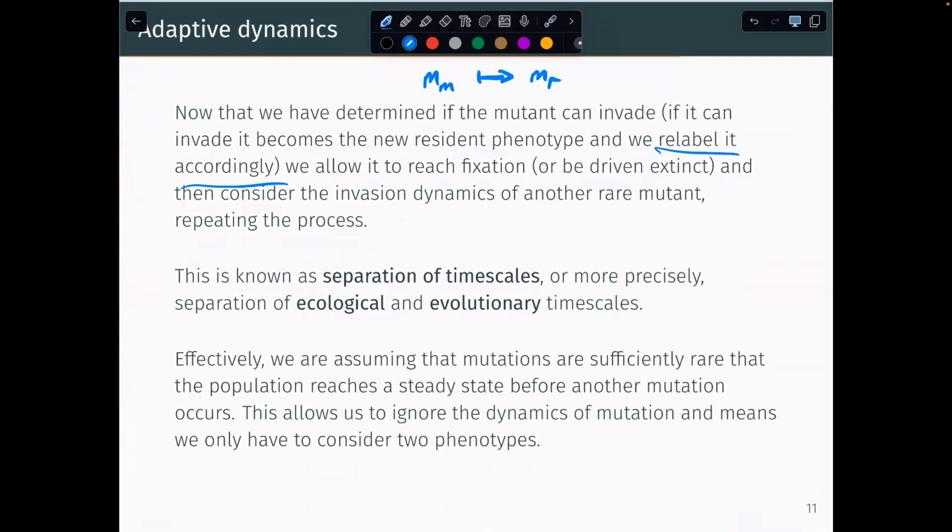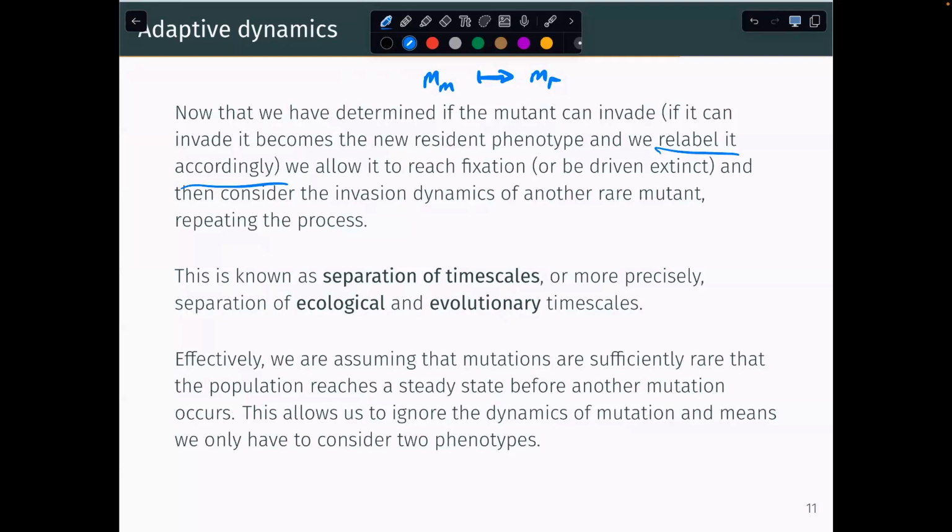What we're going to essentially do is just iterate this process. So we've had this one case of, okay, there was a resident, there's a mutation, we see whether that mutation can invade. We now essentially let time run to infinity. We're going to let everything settle down again. That mutant will either go to fixation, a frequency of 1, or it will be driven extinct. If it goes to fixation, it becomes our new resident type. Once everything is settled down, it's either reached fixation or extinction. Then we allow another mutation to occur. And then we just repeat this process.